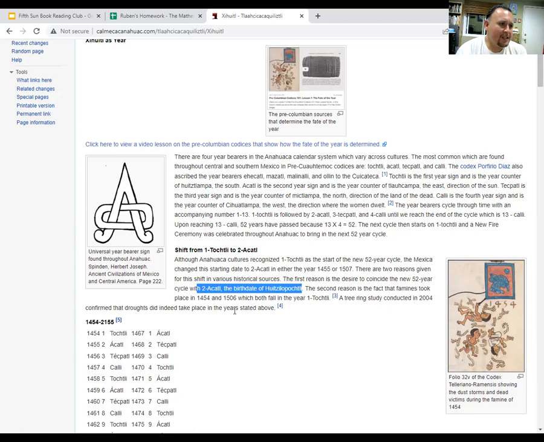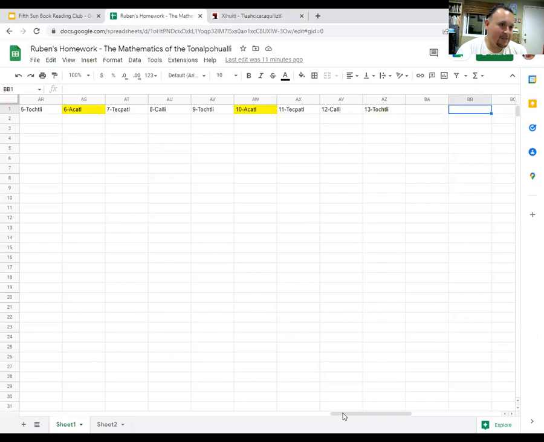a tree ring study was conducted, and sure enough, in that year, one tochli, there was actually a drought, and so they changed it, because there's a drastic famine. So look, two akat, they changed it to two akat. That's the Mexica version. Well, before that, it was one tochli. Well, where did they get one tochli from? One tochli doesn't even make sense, right?